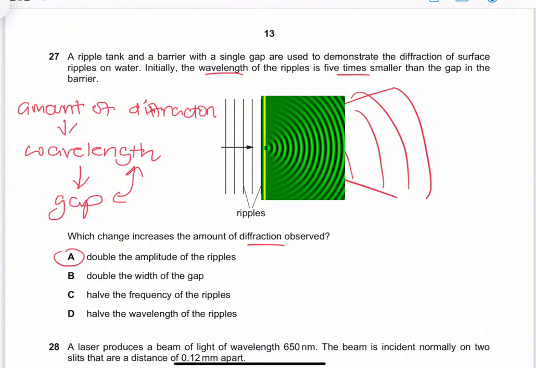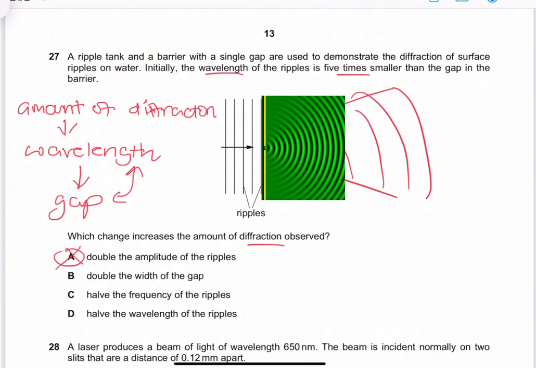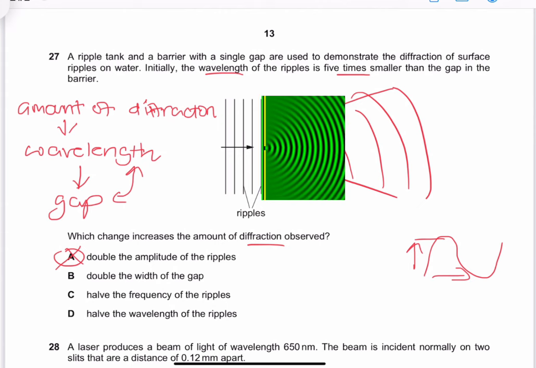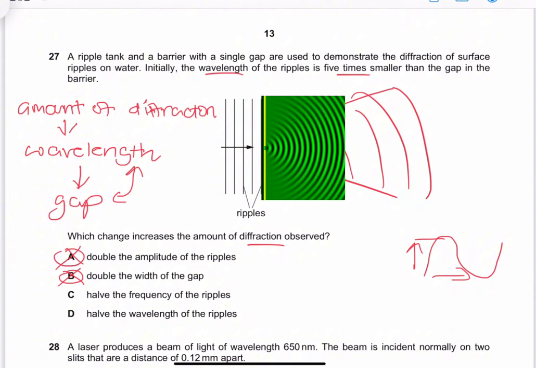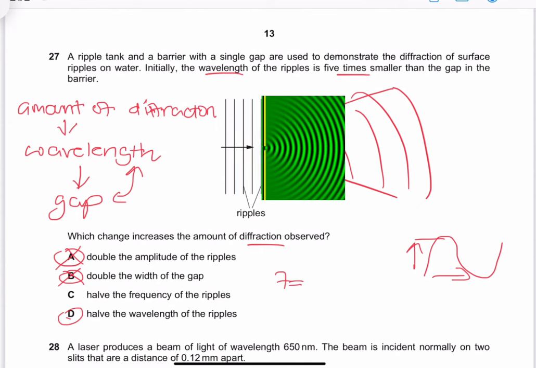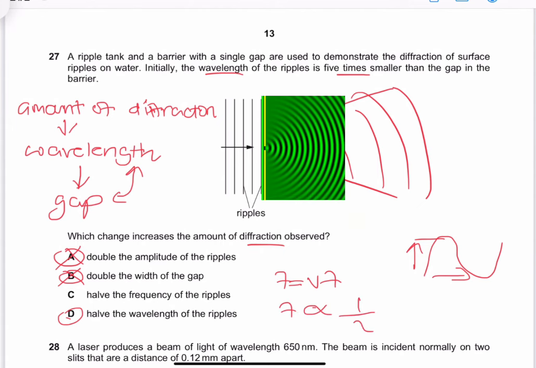Doubling the amplitude has no effect on the wavelength. They have no relationship, right? The wavelength is this, the amplitude is this. They're perpendicular to each other, so no effect. If we double the width, we're actually increasing the gap itself. If we halve the wavelength, remember I said that the wavelength and the gap must almost be the same, right? But I know that F is equal to V over lambda, therefore F is inversely proportional to lambda, right?